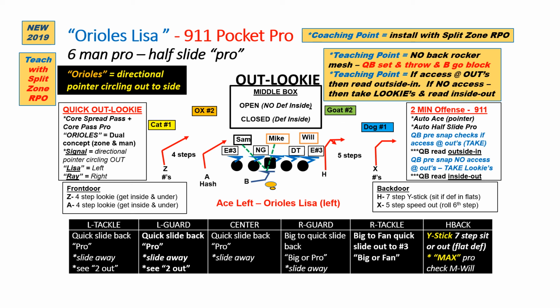Orioles, Lisa. Same protection. You can see here now we have a good mix of overlapping concepts, and we've introduced a solid foundation of zone blocking, inside zone, where everybody's going the same direction and we get great double teams, and then we start to get our pass pro with our half-man slide protection and our quick passing game. Great blitz beaters, both of them, and a good mix of getting the ball to all the different skill people.